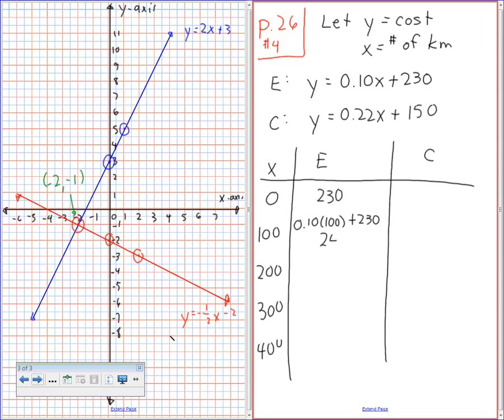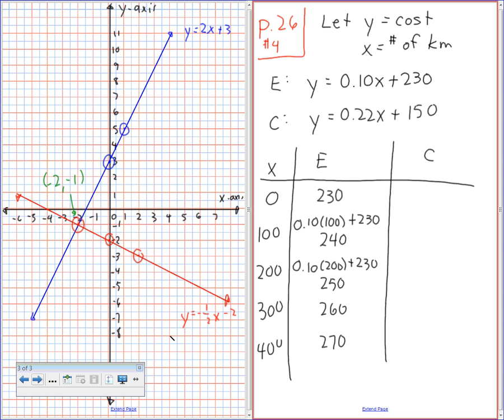And this is the beauty of slope, although not everyone thinks slope is beautiful like I do. I'll do the 200 and hopefully we'll get the pattern. 0.10 times 200. Jenna, can you tell me what 0.10 times 200 is, please? 20. Okay. So what does it look like the pattern is that we're going up by each time here? We're going up by 10 each time. So I can just go 230, 240, 250, 260, 270, again and again and again.